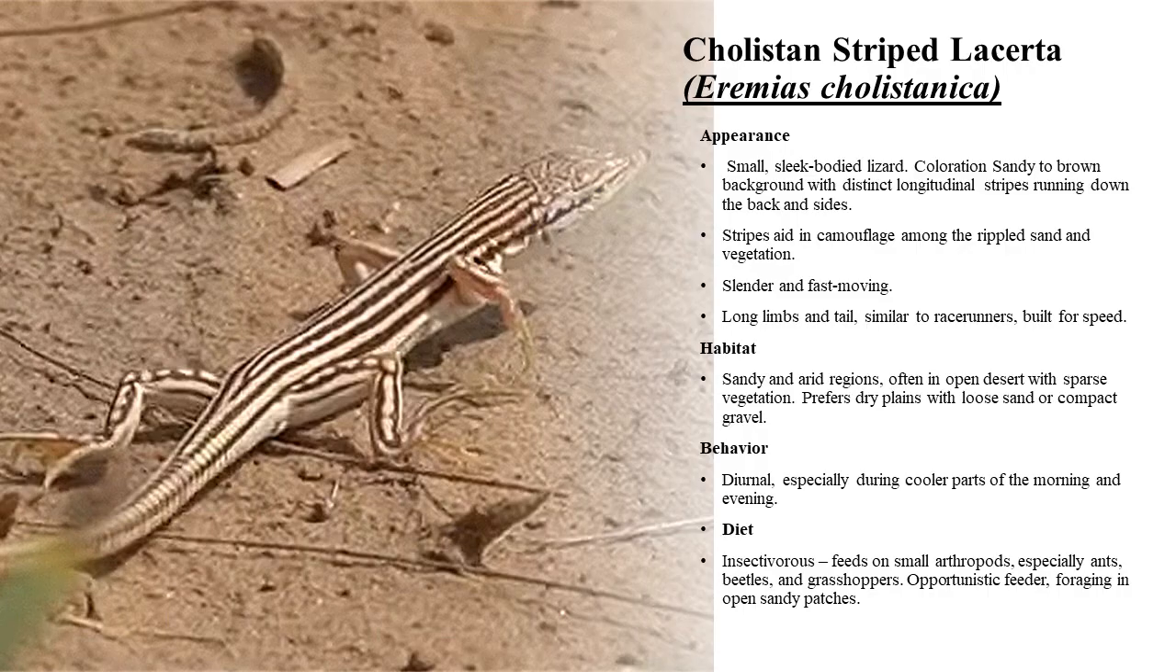Main habitat: sandy and arid regions. Behaviorally diurnal, especially during the cooler parts of the morning and evening. Diet: insectivore, feeding on small arthropods, especially ants, beetles, and grasshoppers. Opportunistic feeder, foraging in open sandy patches.